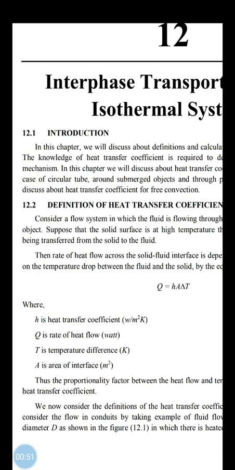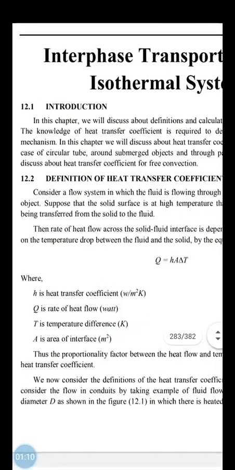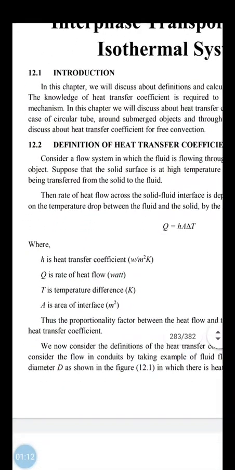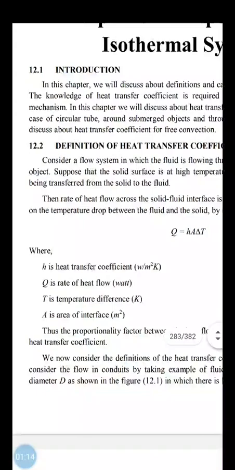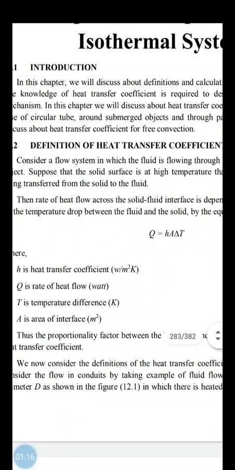So in this chapter we will discuss how to calculate the heat transfer in case of natural convection and forced convection, how to calculate this heat transfer in case of circular tube, around submerged object, and in packed beds. So first of all, we will discuss what is heat transfer coefficient, and then we will go in detail about calculation of heat transfer coefficient.